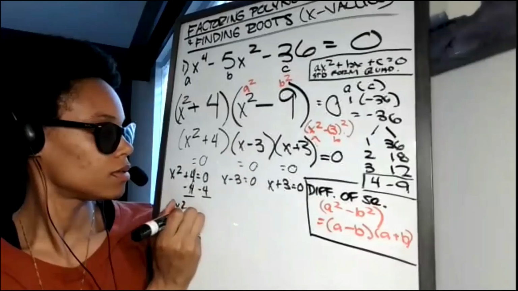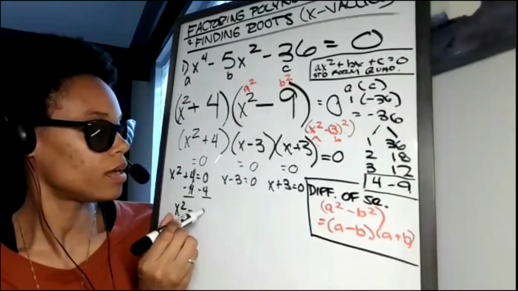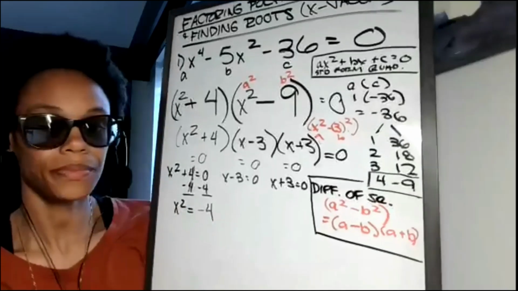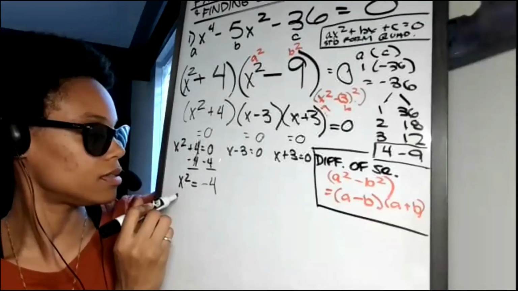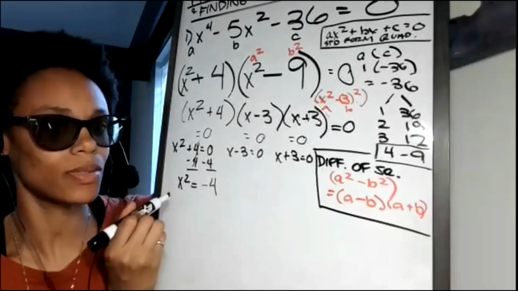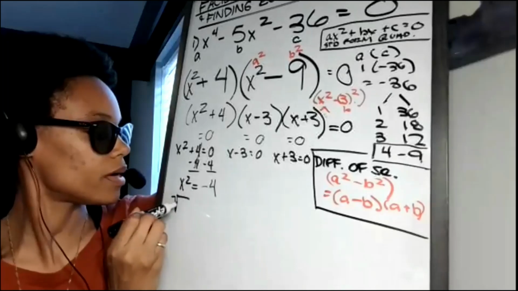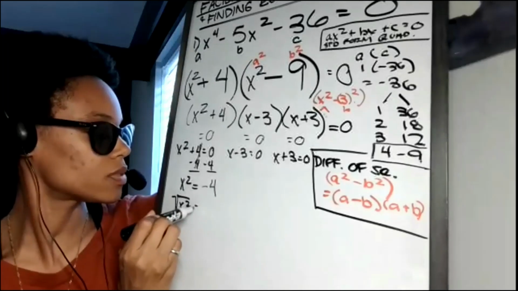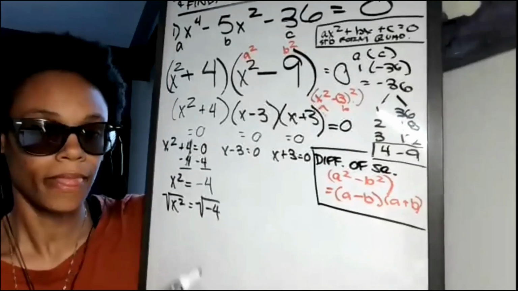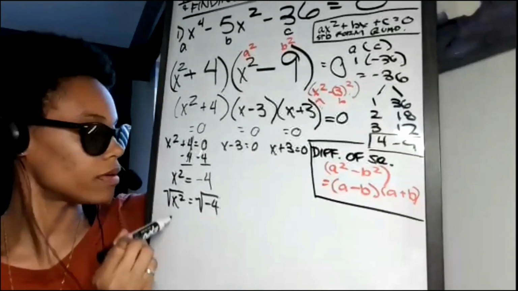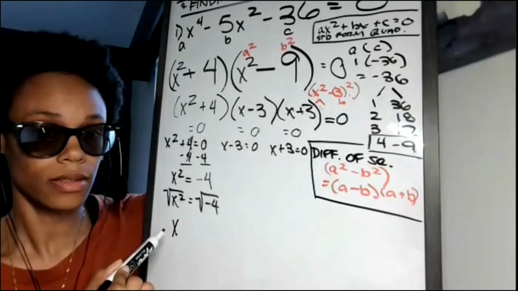So now we're left with x squared equals -4. And we want just x, not x squared. We can take the square root of each side. So the square root of x squared equals the square root of -4. Taking the square root of this will get rid of that exponent, and we're just left with x.